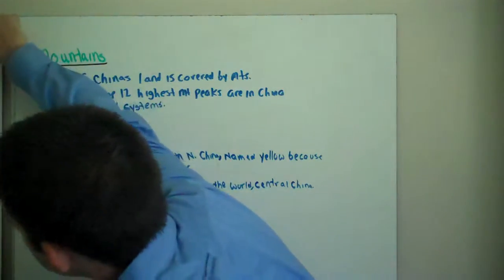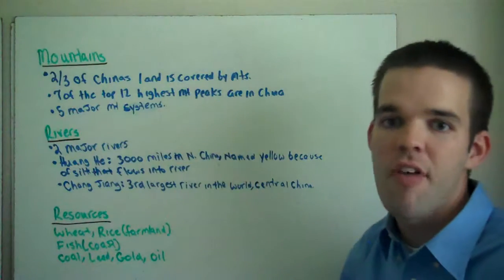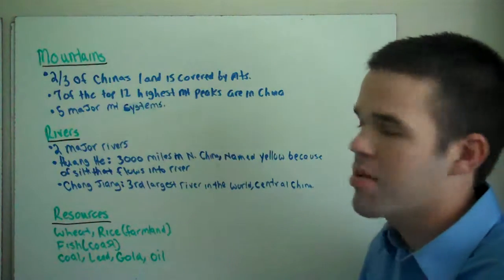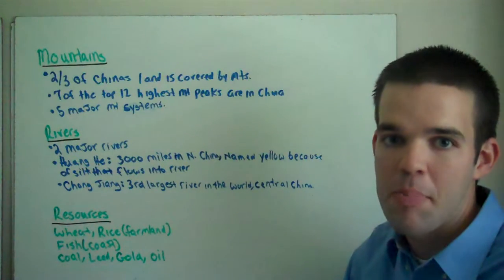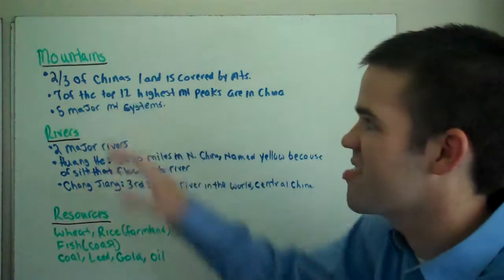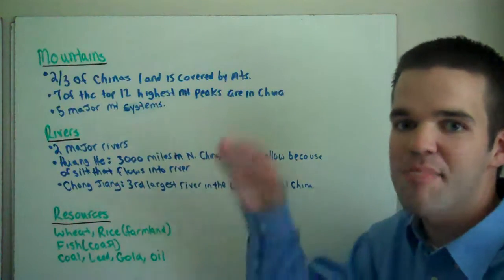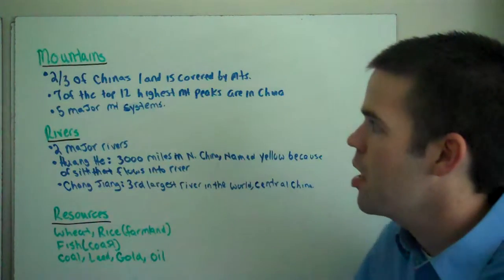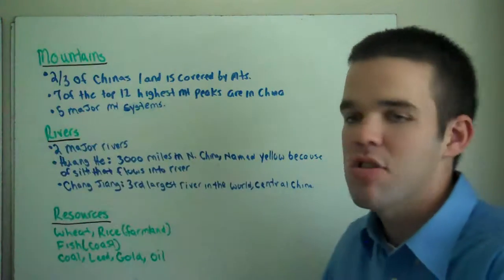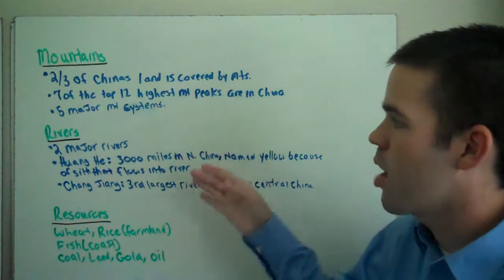We're going to wrap up today. We're talking about the mountains, the waterways, and the resources of China. 2/3 of all China's land is covered by mountains. This makes it extremely difficult for people to farm because of the rocky soil. 7 of the top 12 highest mountain peaks in the world are located in China. China is also home to 5 major mountain systems in the world.